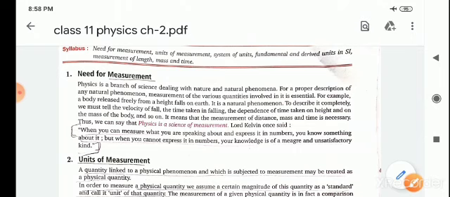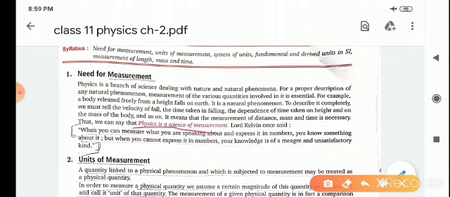It is a natural phenomenon. To describe it completely, we must tell the velocity of fall, the time taken in falling, the dependence of time taken on height and on the mass of the body, and so on. It means that the measurement of distance, mass and time is necessary. Thus, we can say that physics is a science of measurement.